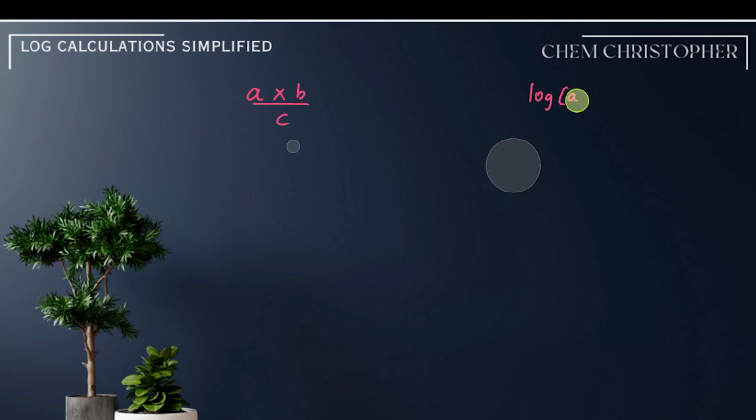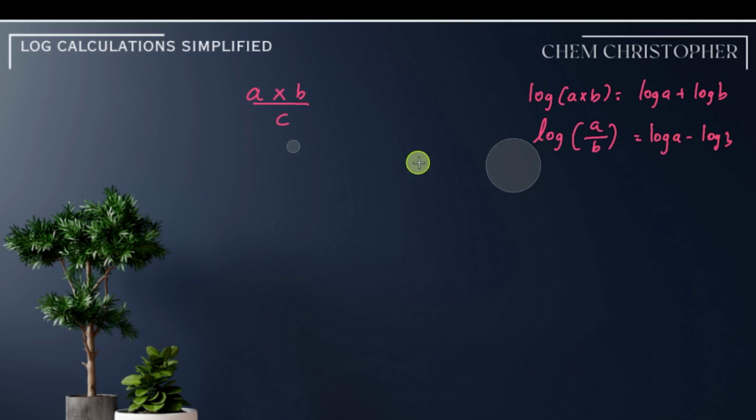Log A into B. For this, what formula did I use? Log A plus log B. Got it? Then if you have numbers A and B and you want to divide them, what do you do? Log A minus log B.